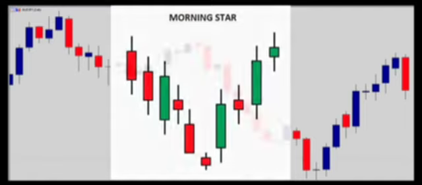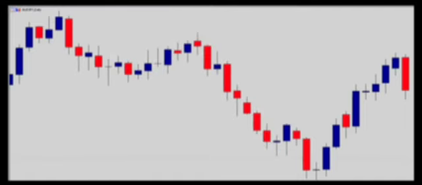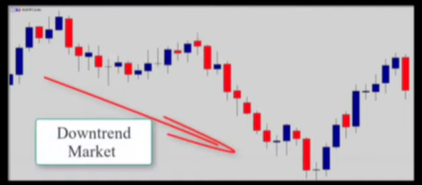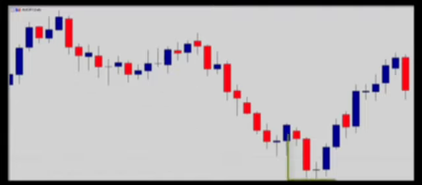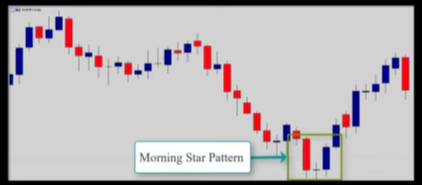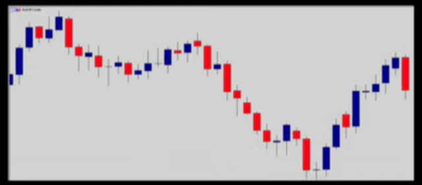Let's look at a real chart example. The market is trending down, showing that bears are in control of the market. The formation of the Morningstar pattern leads to a reversal of the trend to the upwards direction. Remember, we don't trade candlestick patterns alone. We trade candlesticks with other technical tools such as support and resistance, supply and demand, Fibo levels, and so on.